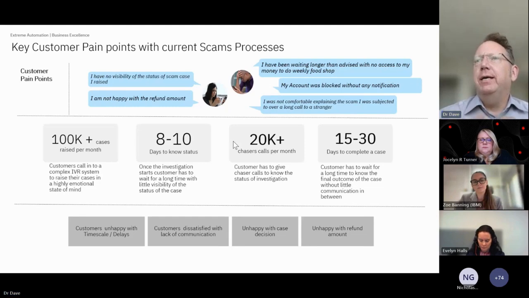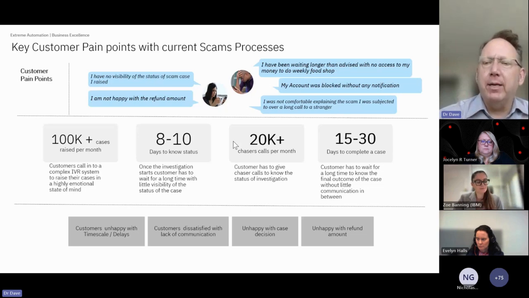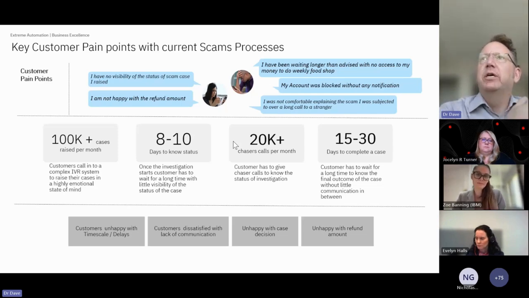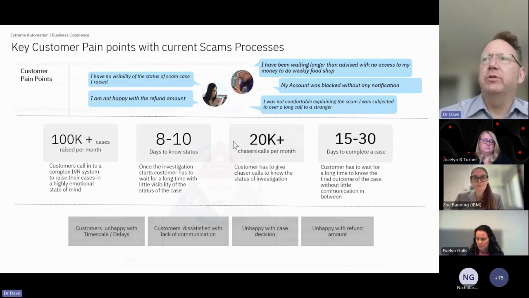And so, you get some statistics here in terms of the number of days to actually get a status, the number of chaser calls that people are doing, the amount of time it takes to actually complete the case and resolve it, whether people are happy or not about the actual resolution. There's a whole bunch of things that illustrate that the actual scams process itself needs a lot of work, not just actually preventing the scams, but also addressing the customer complaints and frustration as well.